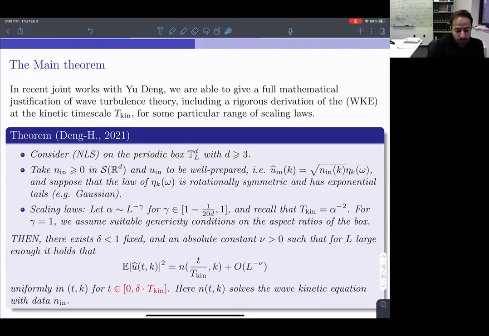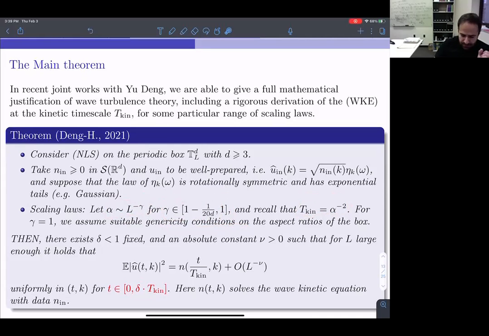Okay, and then we get to the important point of scaling laws. So we assume that L goes to infinity and alpha goes to 0, such that alpha equals L to the minus gamma, and gamma is 1 or close to 1. Okay, so it's in this window. In that setting, remember always T kinetic is 1 over alpha squared. We have a technical assumption when gamma is exactly equal to 1. In that case, we assume a genericity assumption on the aspect ratios of the box. So the box has to be irrational in this special case when gamma is equal to 1.